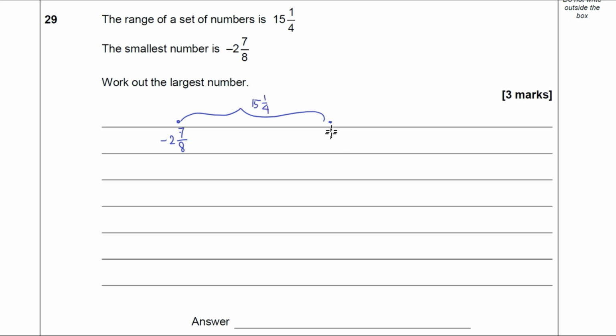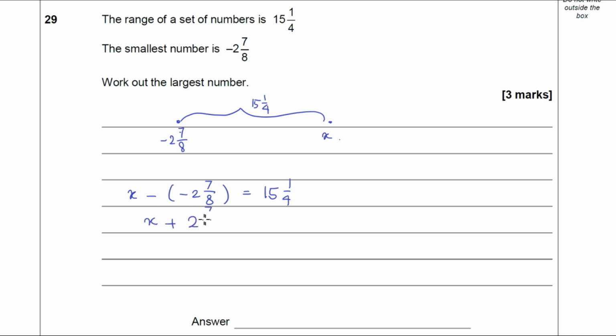So we need to find the largest number. Let's call it x for now. Because 15 and a quarter is the difference, x minus this number will be equal to the difference. Let's write it down as an algebraic equation. x minus minus 2 and 7 eighths is equal to 15 and a quarter. You see minus and minus, if we open the bracket, they will be plus.